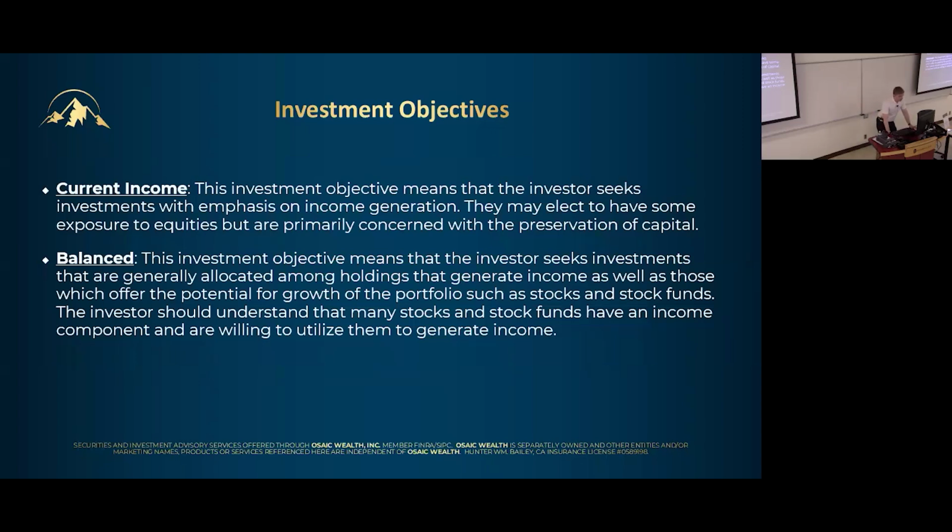So the investor should understand that many stocks and stock funds have an income component and are willing to utilize them to generate income. So for a lot of the time, you might have, you know, your 30% in growth, maybe another 30% in dividends, and then your other 40% in bonds. There's just a lot of ways that you can create income while still having a growth component, but then also using the stability from things like government bonds to create very predictable income over time.